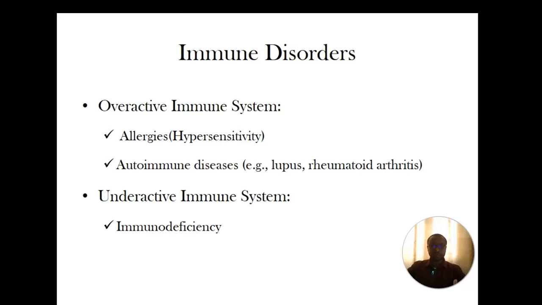There are also immune disorders. When our immune system is overactivated, it produces hypersensitivity or allergic reactions or autoimmune diseases like lupus erythematosus, rheumatoid arthritis, and the like. But when our immune system is underactivated, it produces immunodeficiency disease. Many immunodeficiency diseases will come in the future.